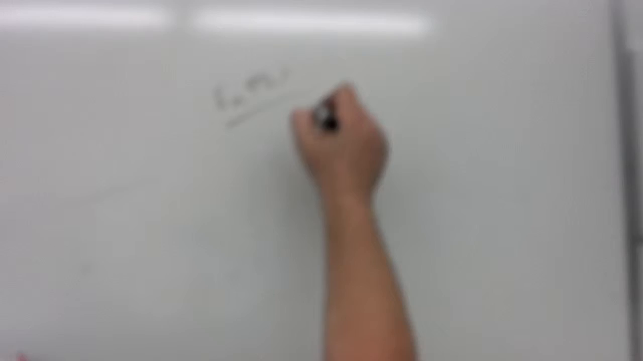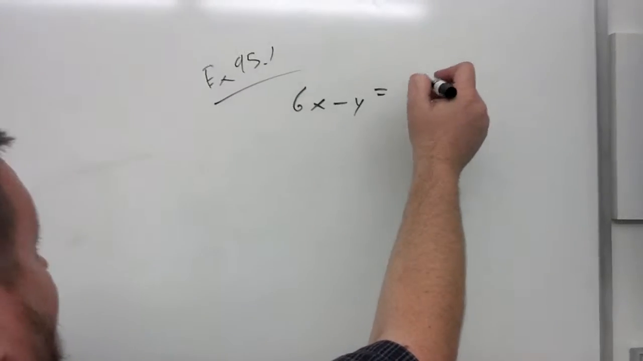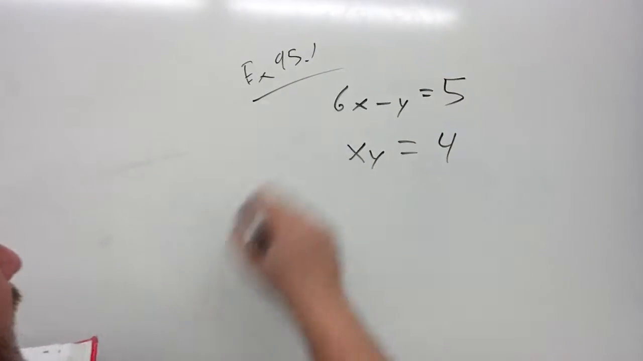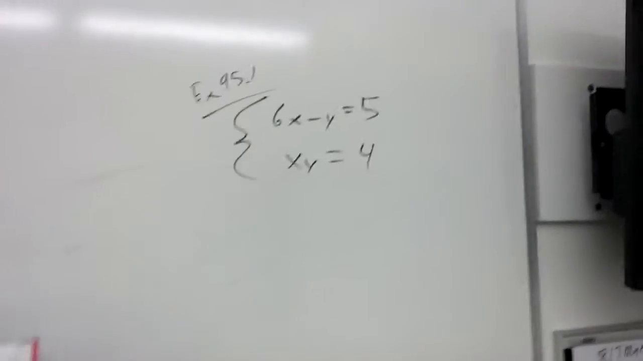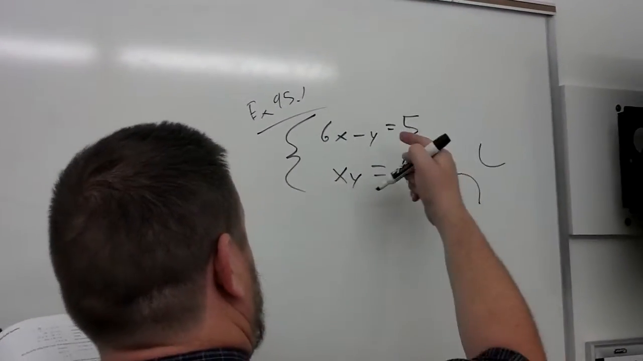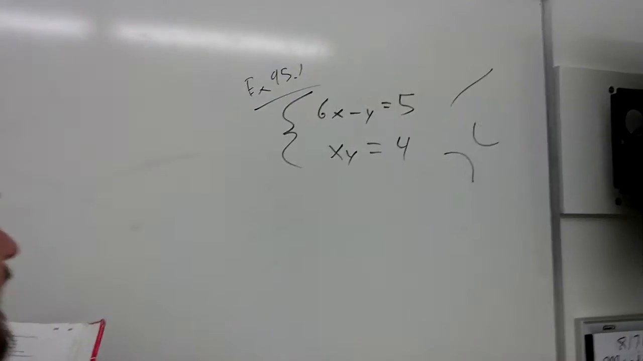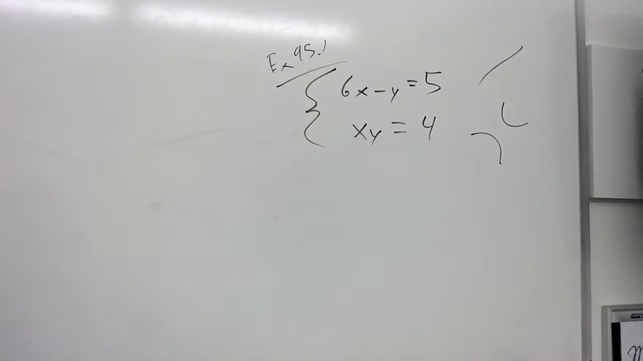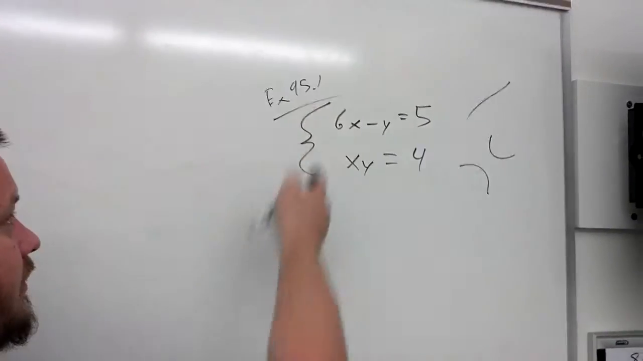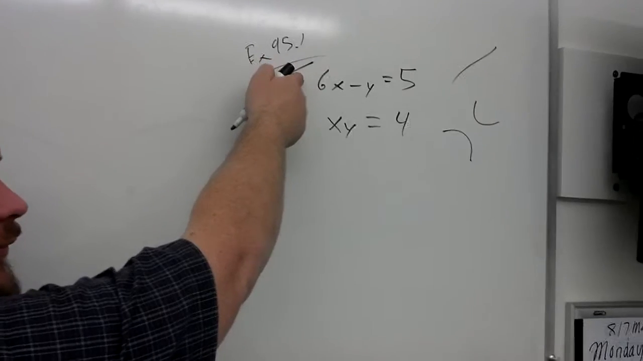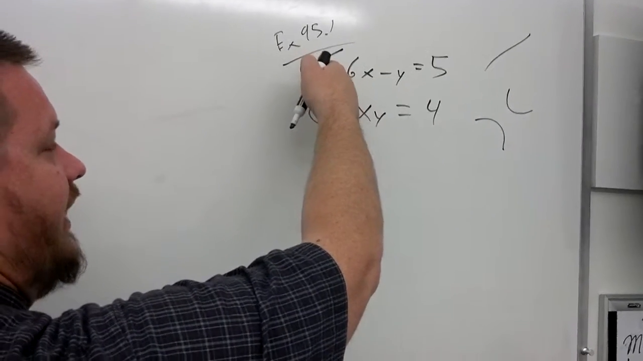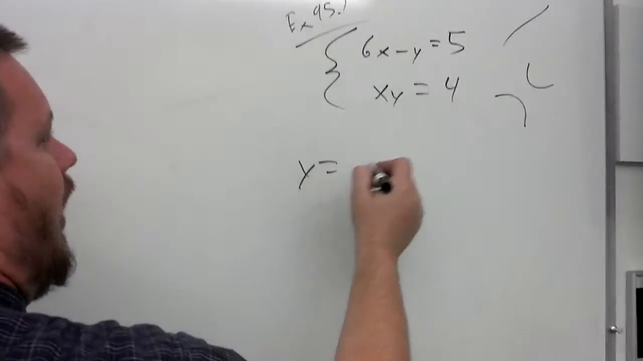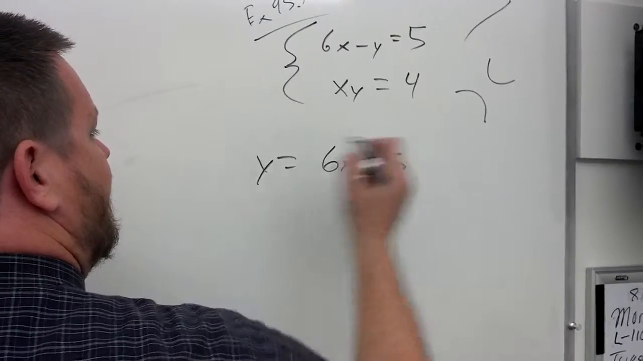95.1. If we have 6x minus y equals 5, that was a line, and then xy equals 4, that one's the hyperbola. So this one looks like this, and this line is going to look roughly like that, except the line is going to cut through. Like we've done before, let's take the easier looking equation and solve for one of the variables. I vote for whichever one is going to be easiest to solve for. In this case, do you think I want to solve this for x or y? Y. Okay, y equals, and you can do that much on your own.